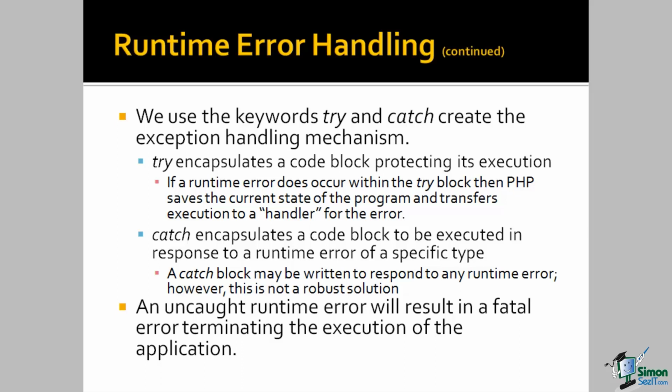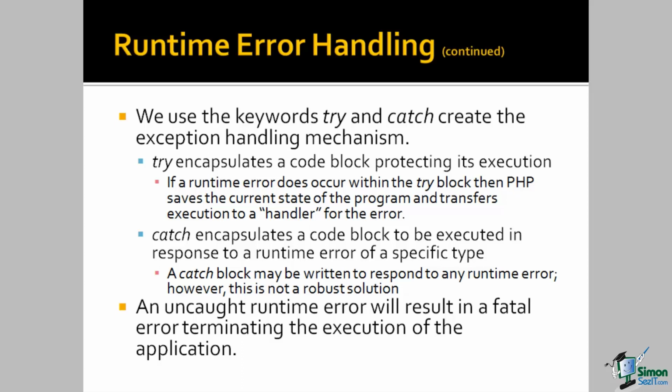Try encapsulates a block of code, protecting that block of code. Anything within the try block is protected from an exceptional runtime error. If an exceptional runtime error occurs within the code in a try block, the flow of execution is transferred to one of the catch blocks that are associated with that try block.